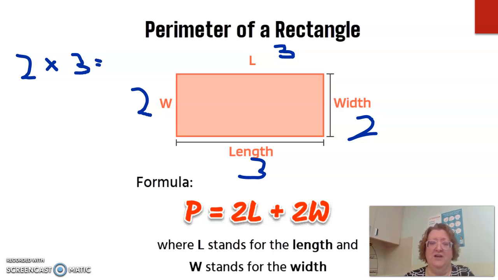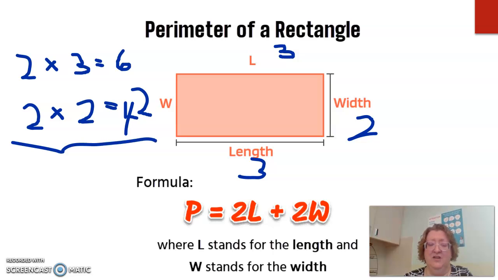Class, what is the product of 2 times 3? 6 would be correct. So now let's go to the width. It would be 2 times what, class? 2 would be correct. And 2 times 2, the product is, class, 4. So now I have to add those together. What is 6 plus 4? Correct. The answer would be 10.